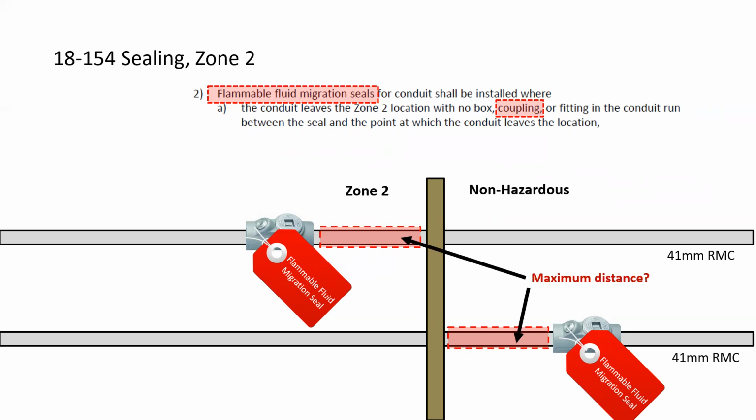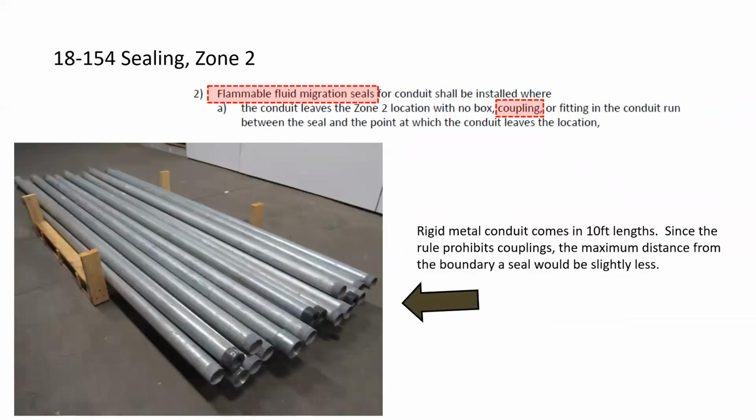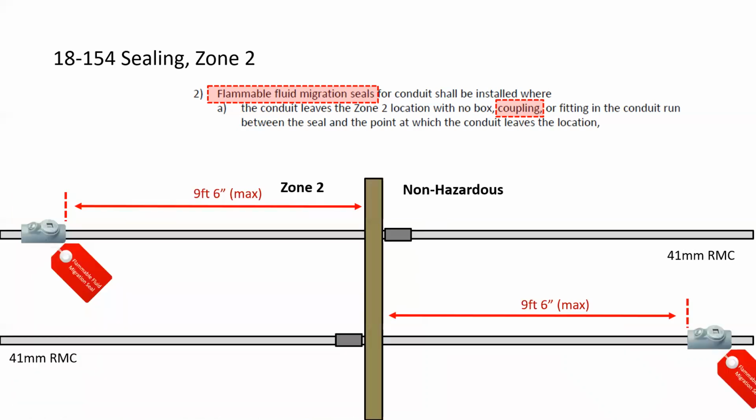So then what would be the maximum distance? And to answer that, we need to know a little bit about how rigid metal conduit is manufactured. It comes in 10-foot lengths. Since the rule prohibits couplings, the logic is that the maximum distance from the boundary a seal would be is slightly less than 10 feet. So to put this in a more pictorial way, we'd say really like 9 foot 6 inches. This is by no means an exact measurement, but generally speaking, this would be the maximum you could go.